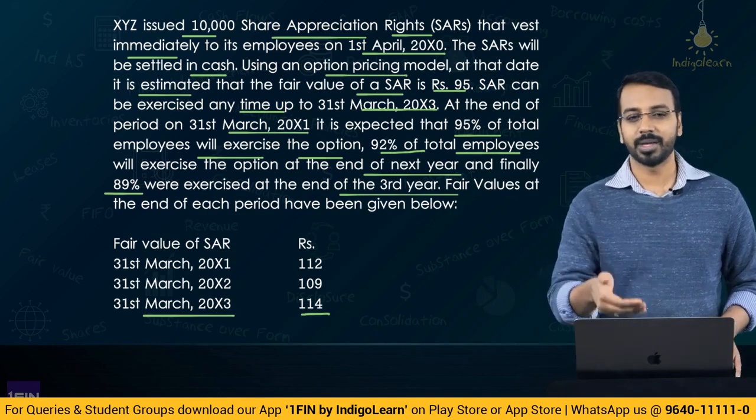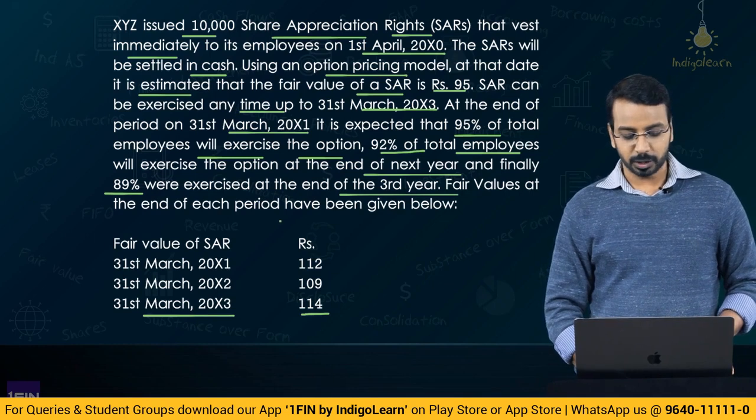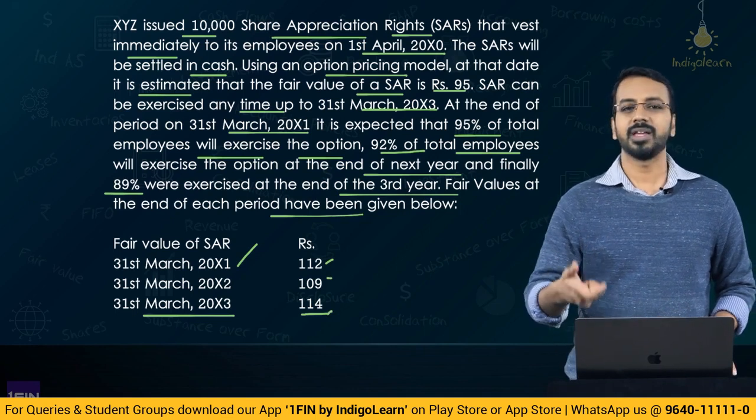We'll understand once we prepare the tabular solution. The fair value at the end of each period is given below. As on 31st March of year 1, 112, then 109 and 114. Now, what is the meaning of this fair value of SAR?